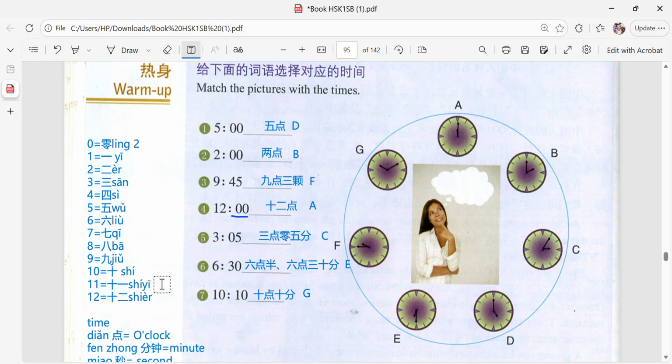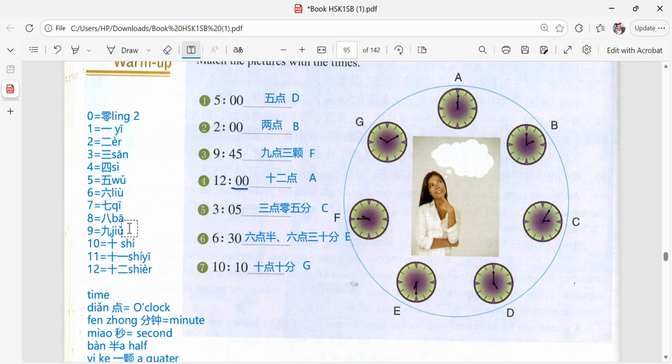Number 6, Liu. Liu. Number 6. Then we have Qi, just like the first one. Qi, 7. And then you have Ba, it is also soft. Ba, Qi, Ba. Now let's start from number 1 now.